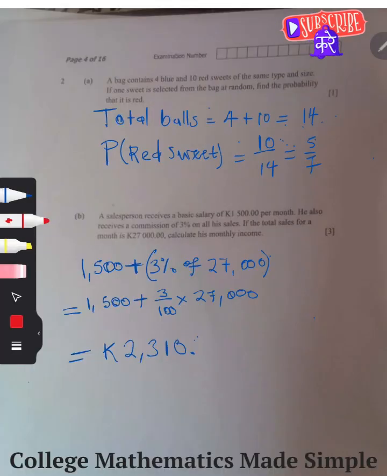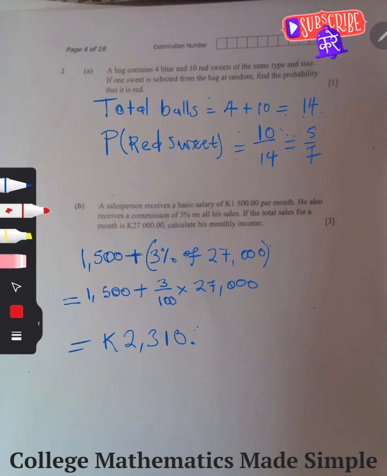Question 2 says a bag contains 4 blue and 10 red sweets of the same type and size. Now, if one sweet is selected from the bag at random, find the probability that it is red. Okay, so this is very simple and it is 1 point. We want the probability of selecting a red sweet, or the chance of selecting the red sweet. So our simple formula is the desired outcome divided by the total possibilities.